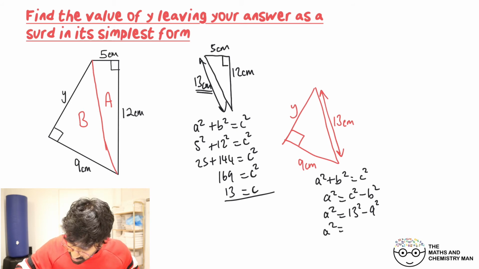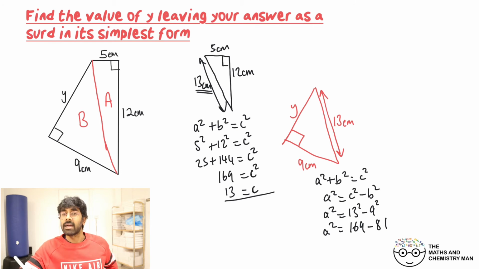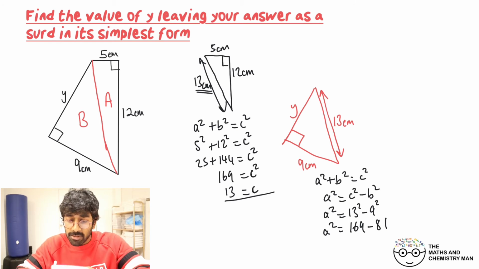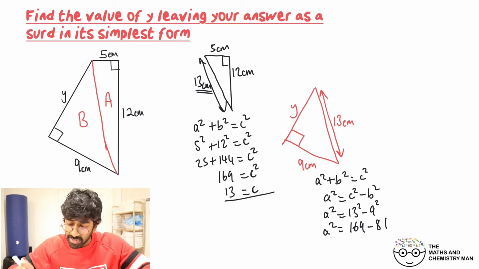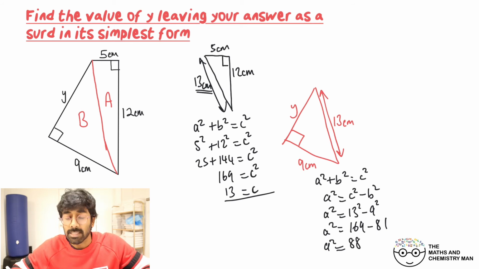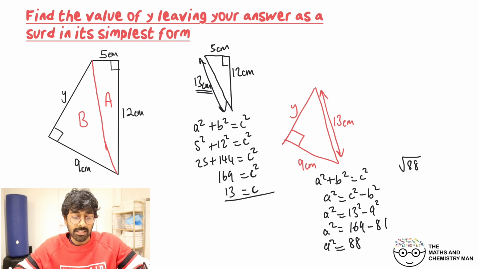Okay, so we've got a squared is equal to, I think that's 169, take away 81. Let's get the calculator quickly. Okay, so we've got 13 squared minus 9 squared. We have 88 as a squared. So a squared is equal to 88. And then we're going to need to square root that. Oh, goodness me. So square root of 88. And we need to leave it as a surd in its simplest form.